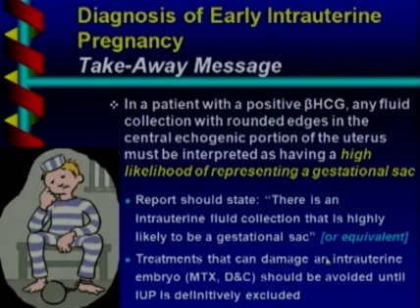And your report, if you want to stay out of legal trouble, as in this little diagram of somebody in big legal trouble, your report should state there's an intrauterine fluid collection that is highly likely to be a gestational sac. And treatments that could damage an intrauterine embryo, such as methotrexate or D&C, should be avoided at least until definitive intrauterine pregnancy is definitively excluded.